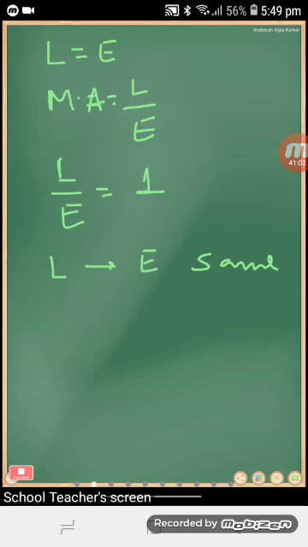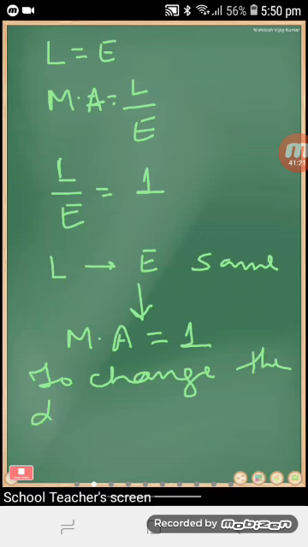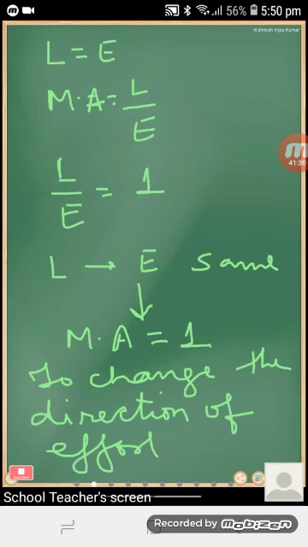Then what use can we put this type of machine to? When the mechanical advantage is equal to 1, the machine is used to change the direction of effort. So now we have three cases.